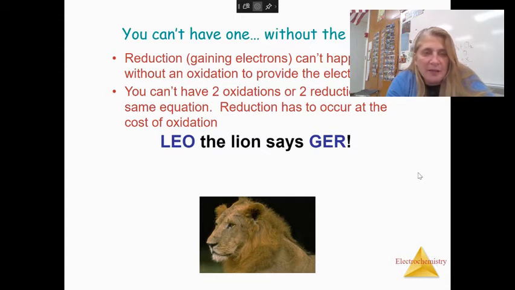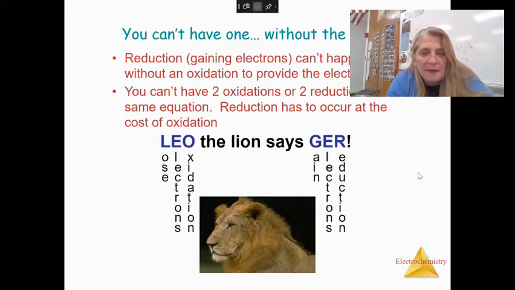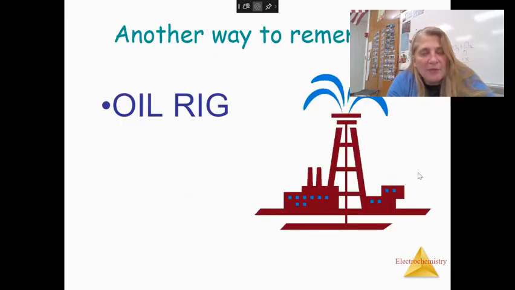Our memorization trick is Leo the lion says grr. Losing electrons is oxidation. Gaining electrons is reduction. We like pictures of lions better, but if you would rather, you can use oil rig. Oxidation is losing, reduction is gaining.